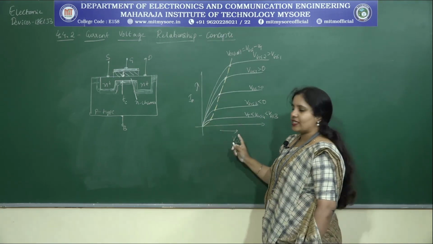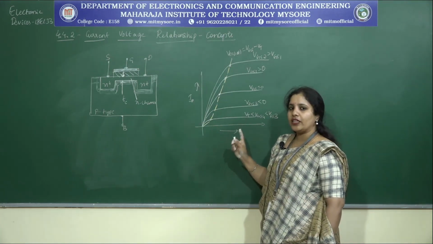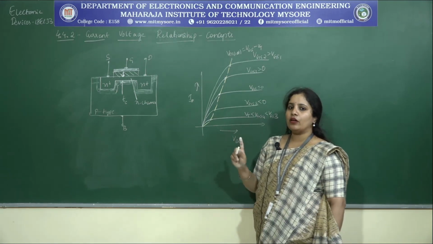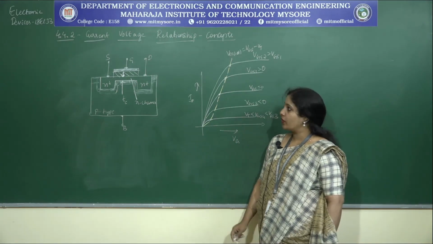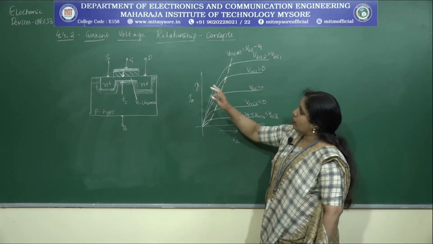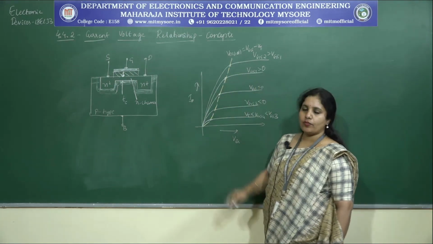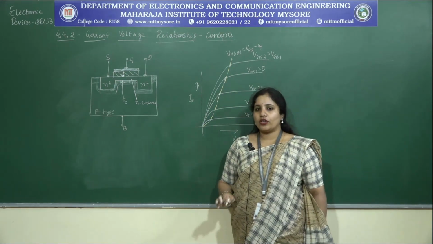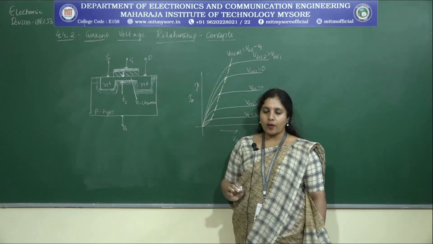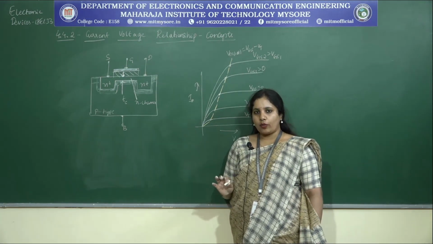And both of these cases are for which kind of MOSFET? It is the depletion type N-channel MOSFET. And this completes the current voltage relationship concept. I hope all of you are clear with this particular topic. So this is all about the MOSFET operation.